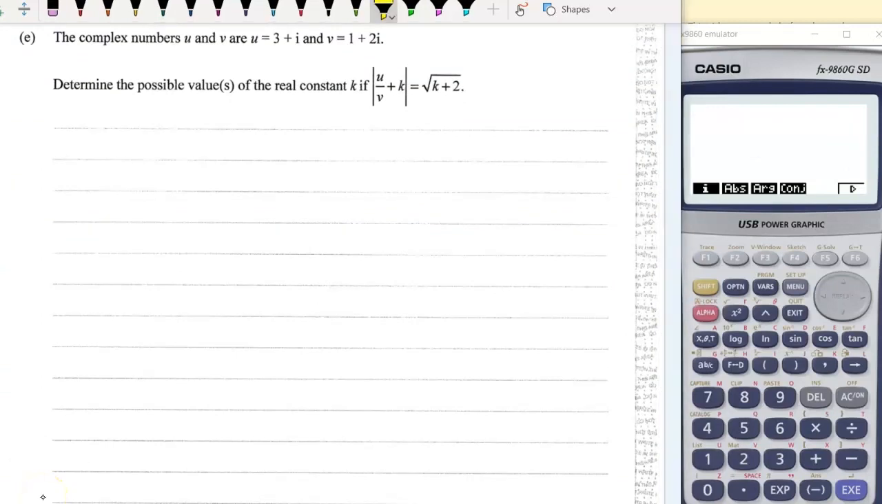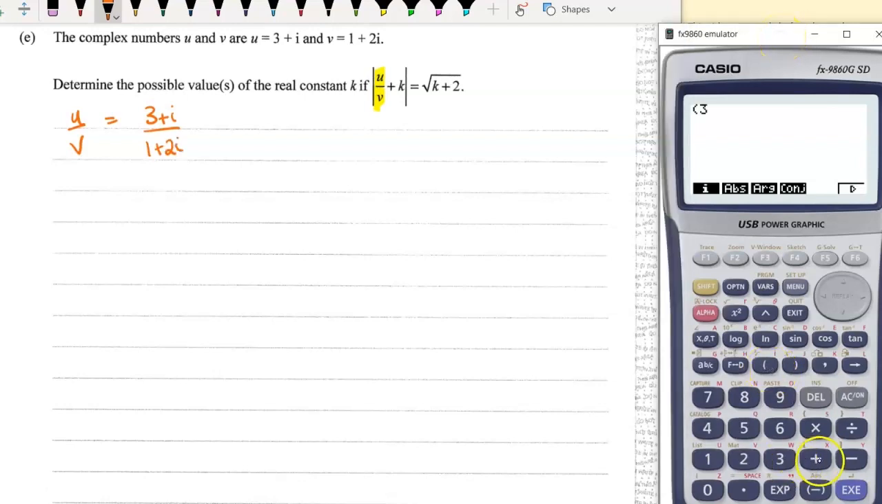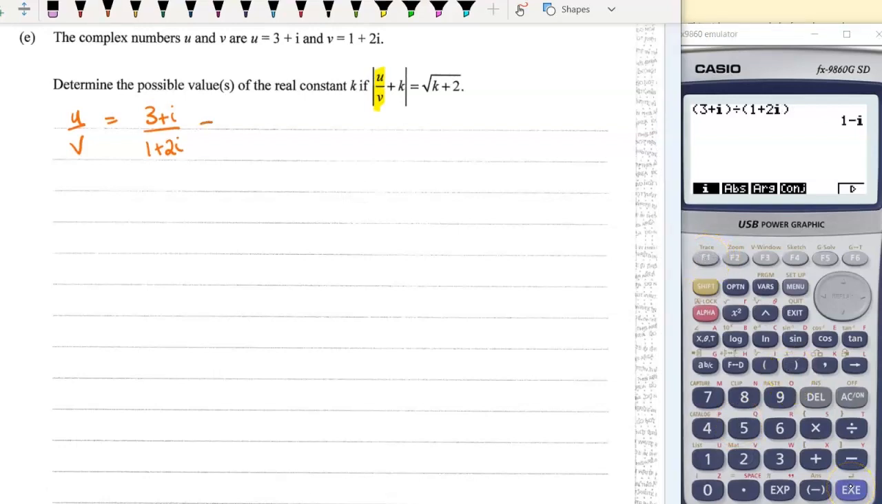Okay, for the excellence question, let's start. What we want to do is work out what this is and show that it's equal to this. So let's start just with the u over v first. So u over v is equal to 3 plus i over 1 plus 2i. So we go 3 plus i divided by 1 plus 2i. And that's equal to 1 minus i.